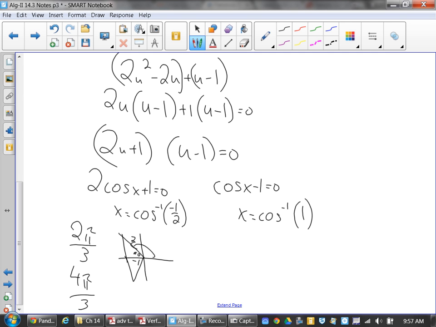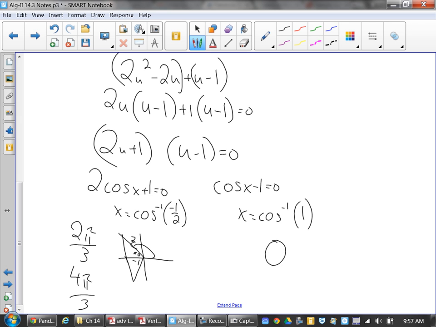4 pi over 3. I don't have to worry about any revolution here because I asked you for just that one full revolution. Sounds good. And then where is cosine 1? Cosine is 1 at 0. Would that not be a valid answer? Oh, it can. It's valid because it includes 0 but not 2 pi. Correct.